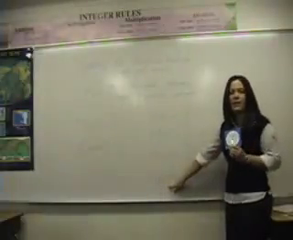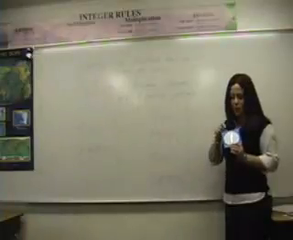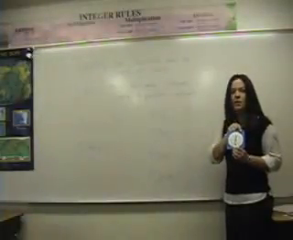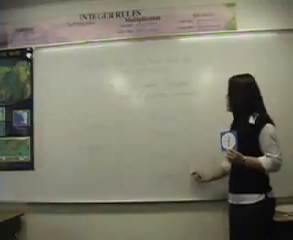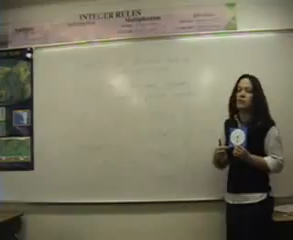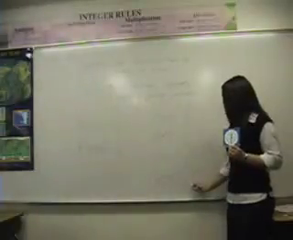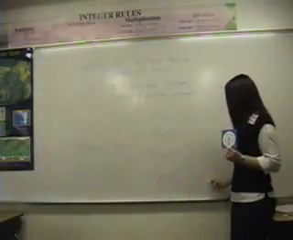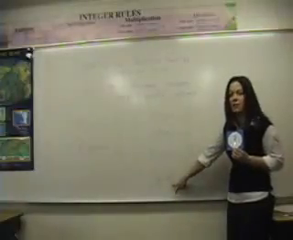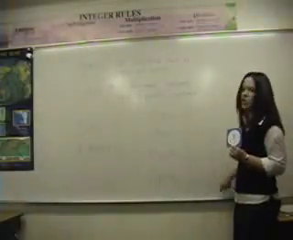And finally, the probability of landing on a prime number. Well, we know that 2, 3, and 5 are all prime numbers. So we have a total of 3 favorable outcomes over the total number of possible outcomes, which again is 6. So we get 3/6 or 1/2. The probability of landing on a prime number is a 1 in 2 chance.